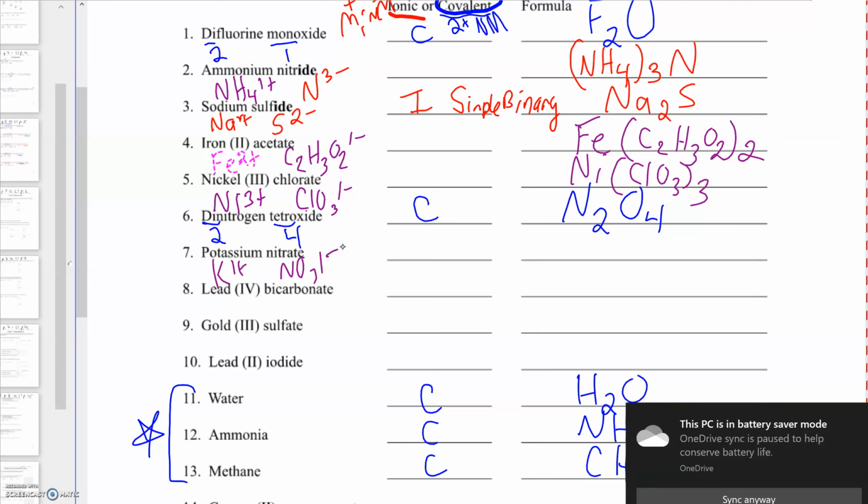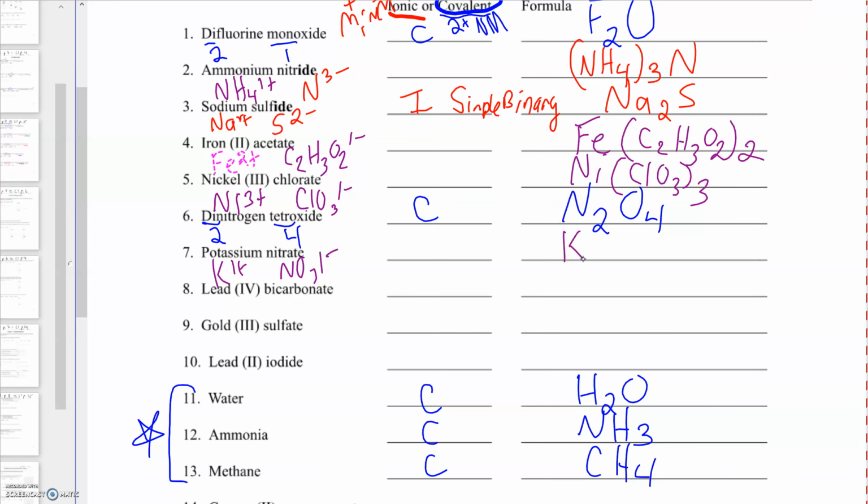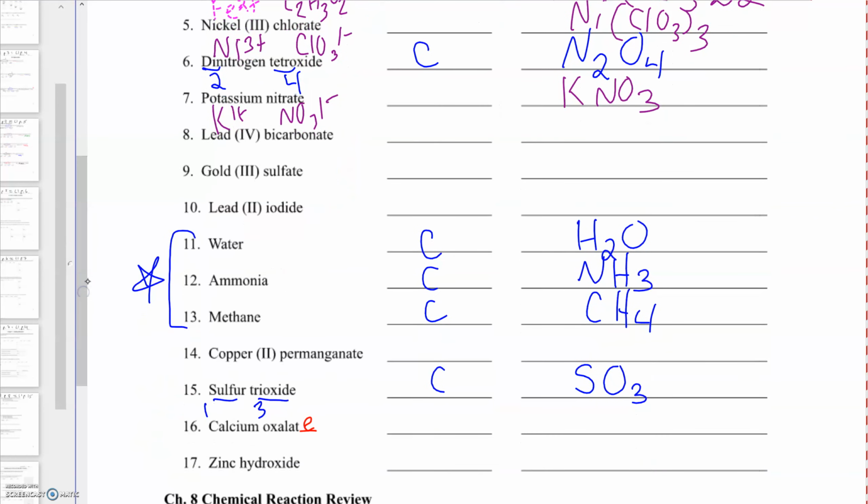If we crisscross, it's just 1 and 1. So it's going to be KNO3. Now we've got some more easy ones coming up, kind of.